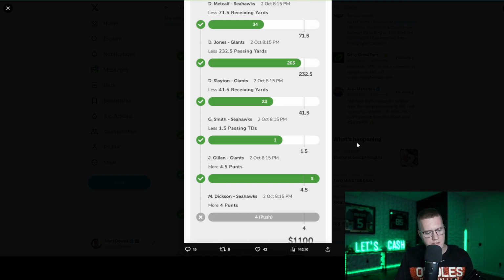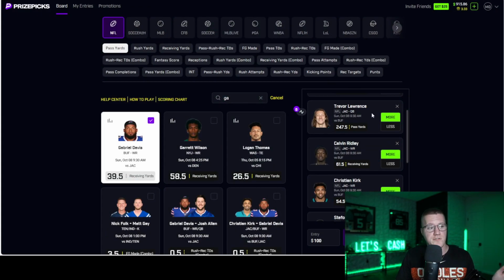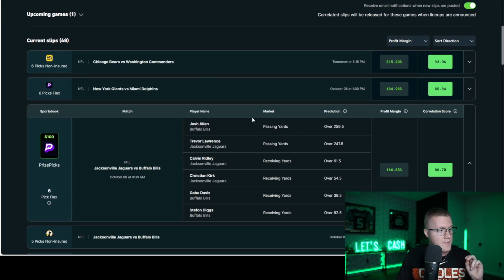So anyway, this was a $50 slip. Obviously hit for 22x because of the push and turned this into $1,100 utilizing the correlation tool. This was the exact correlation slip that was recommended on Parlay Play. Anyway, we're going to do a Parlay Play slip together here from this exact game.